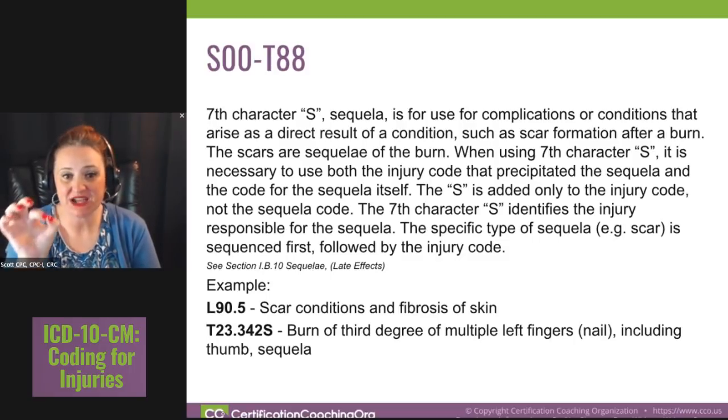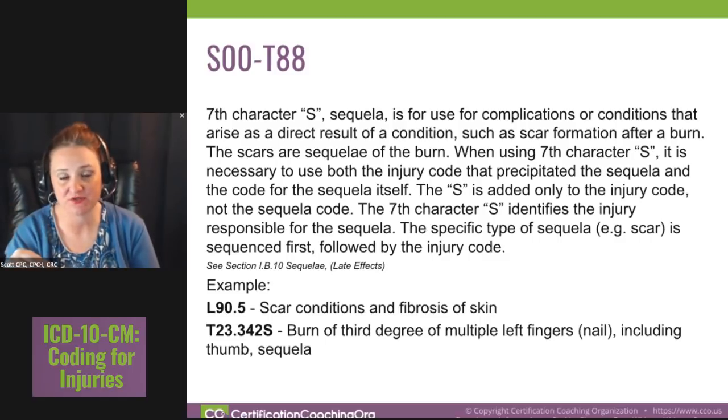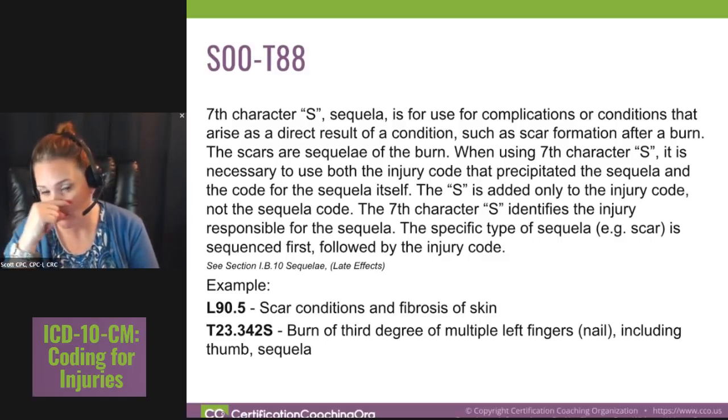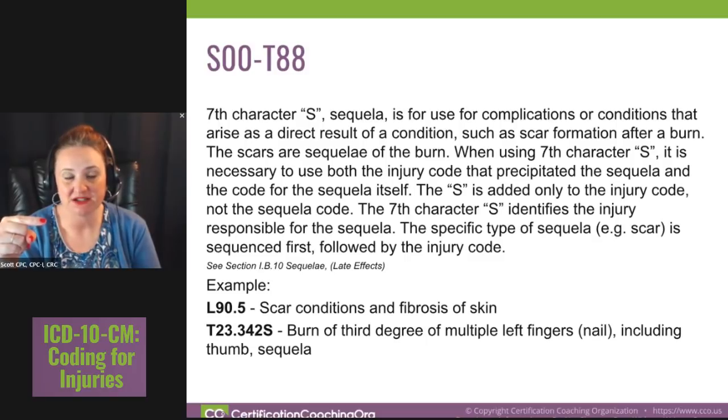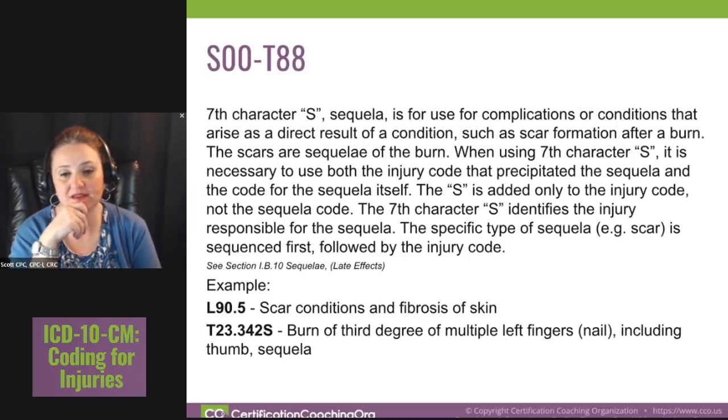So that S code, the 7th character S, is going to be put on the injury code. What happened to the person? Okay, well, they had a fracture. They had a torus fracture, right? And we know that it was a late effect, that pain that they're being seen for. So, but scar is one.